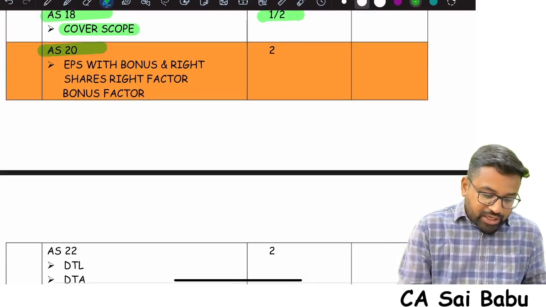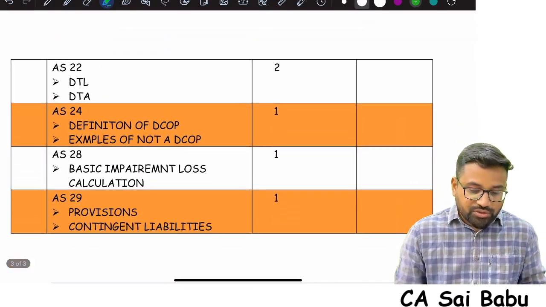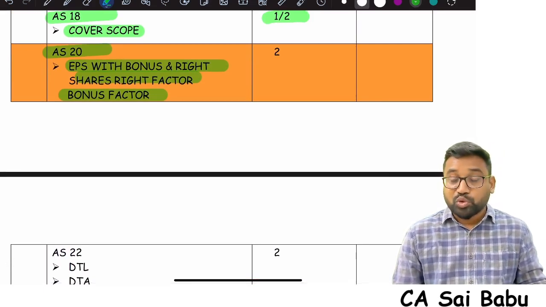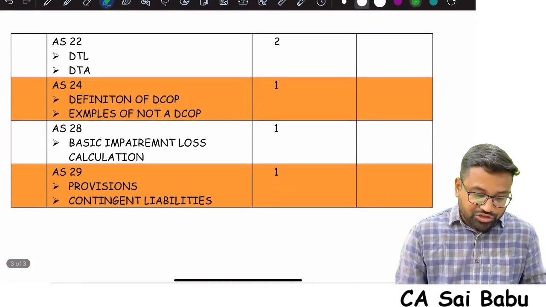And coming to AS20 EPS, sir, focus on the right shares and bonus shares. When right shares and bonus shares are there, how EPS will be calculated, the right factor, the bonus factor, that is an important area. Please look after it. You need to spend 2 hours.